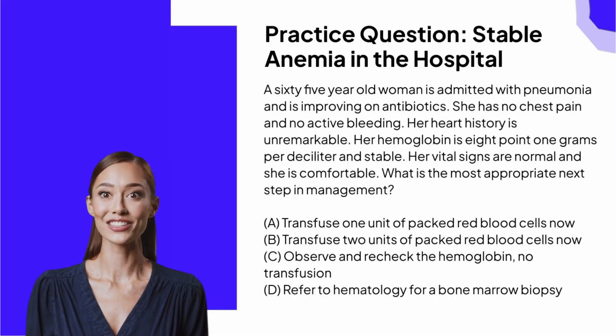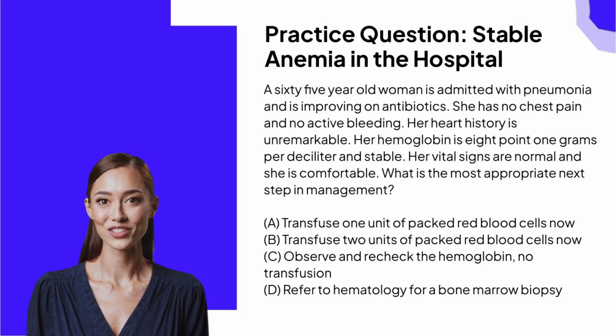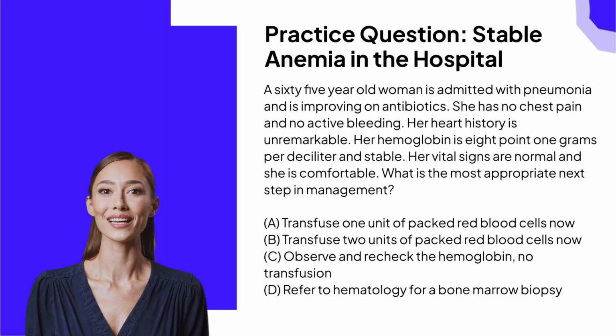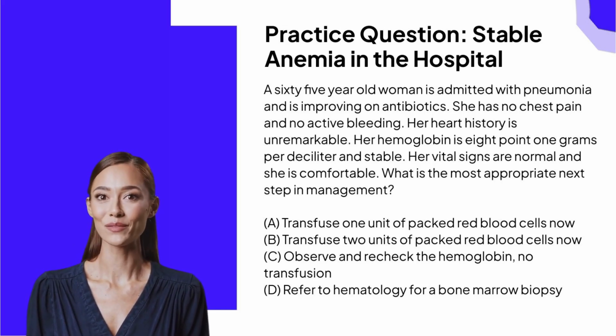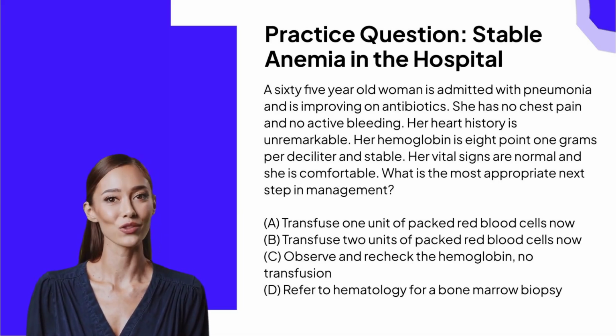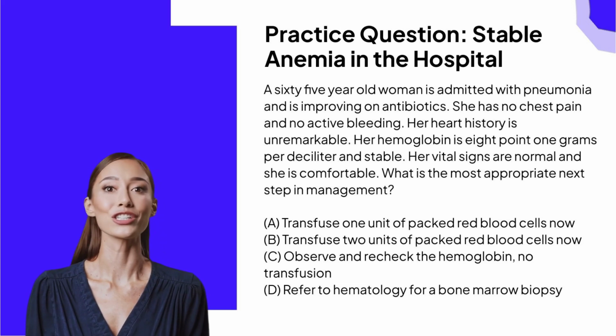Here is our third practice question, and it tests transfusion thresholds. A 65-year-old woman is admitted with pneumonia and is improving on antibiotics. She has no chest pain and no active bleeding, and her heart history is unremarkable. Her hemoglobin is 8.1 grams per deciliter and stable. Her vital signs are normal, and she is comfortable.